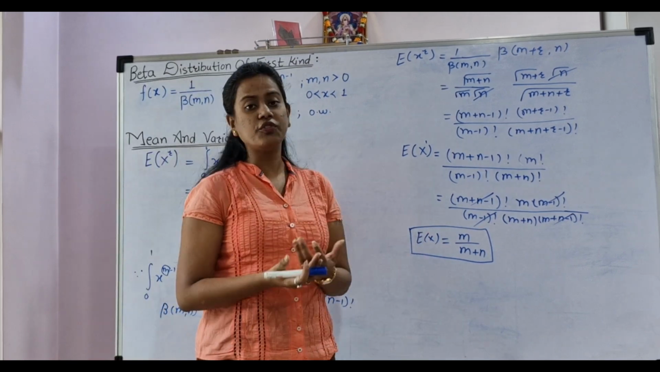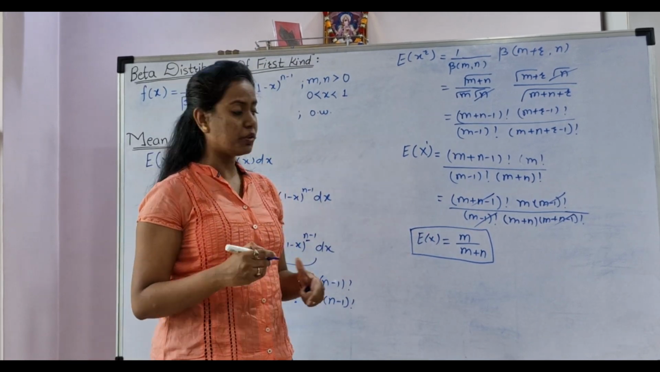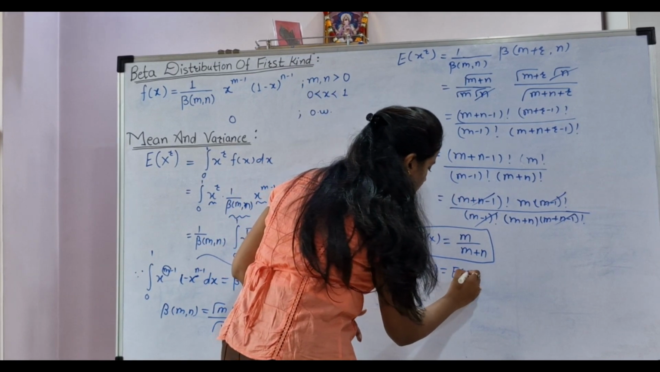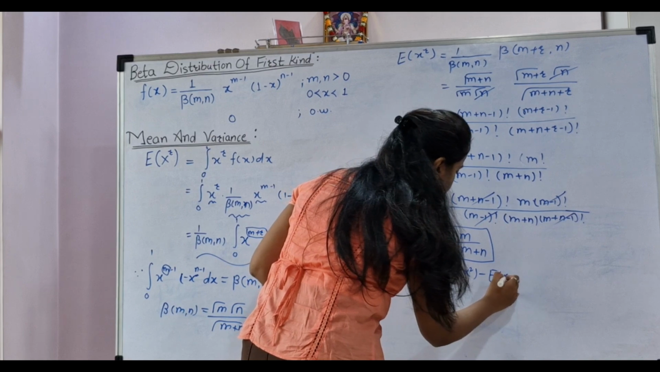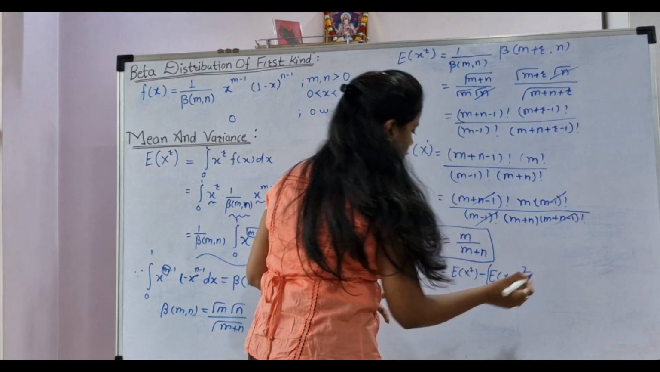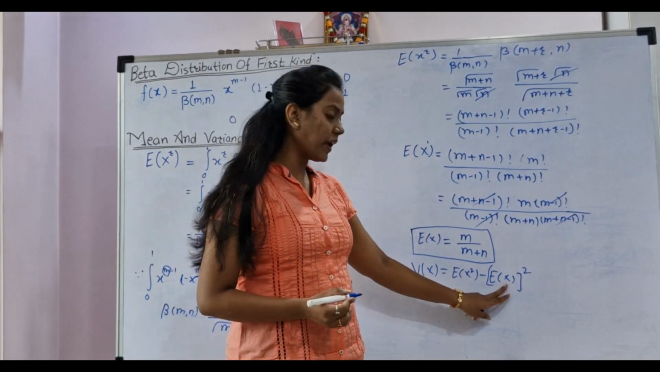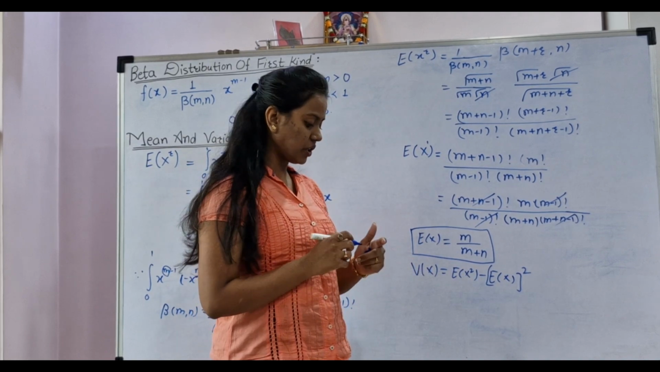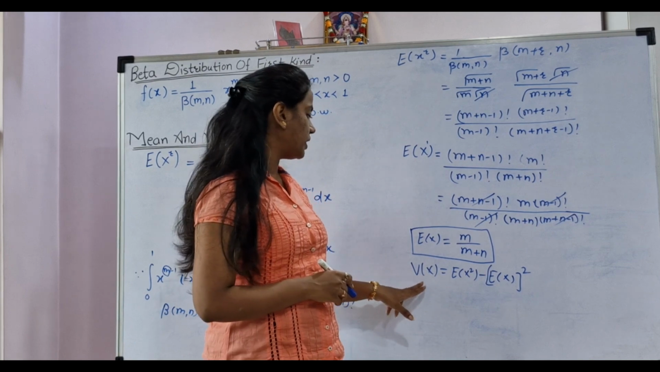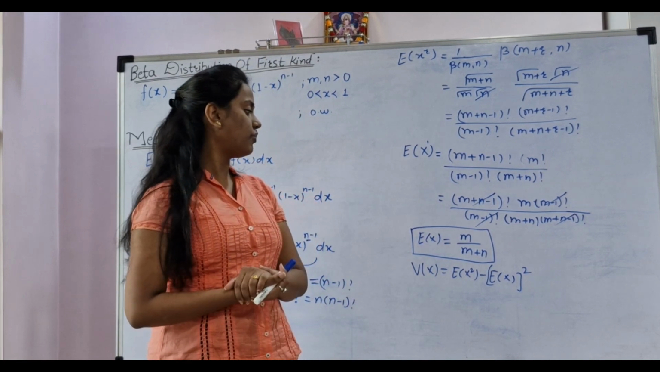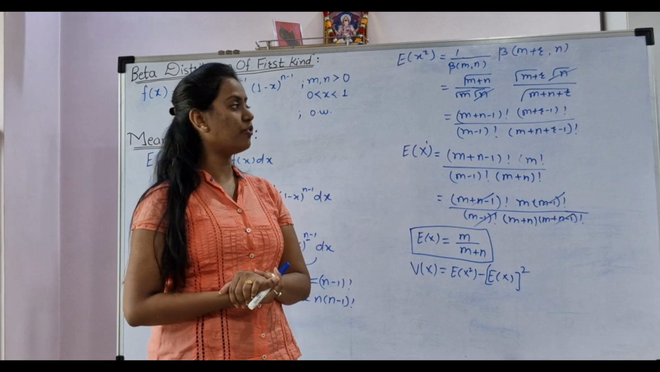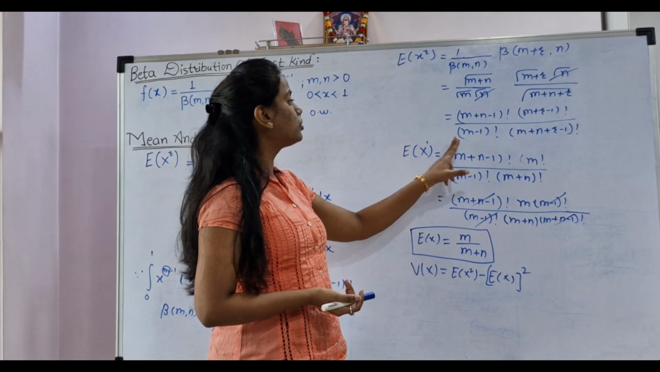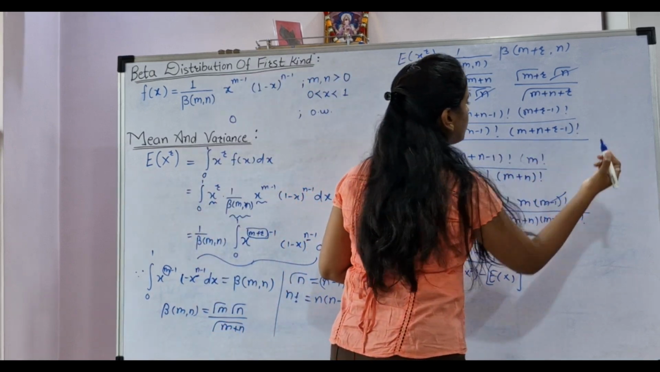Now we want to find out variance. What is the formula for variance? Variance of x is expectation of x square minus expected value of x whole square. Now expectation of x we have calculated. Next we have to calculate expectation of x square to find out the variance. So let's find out first expectation of x square by putting value of r equals to 2 in this equation.